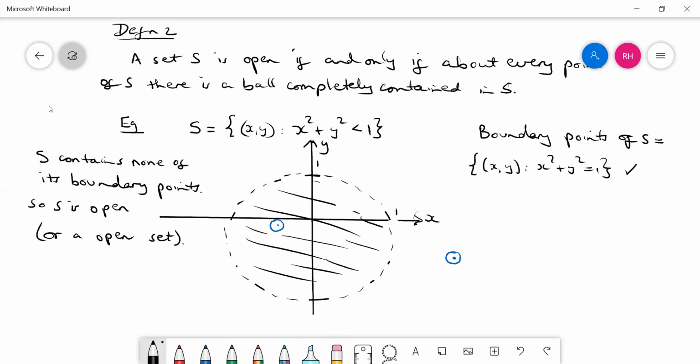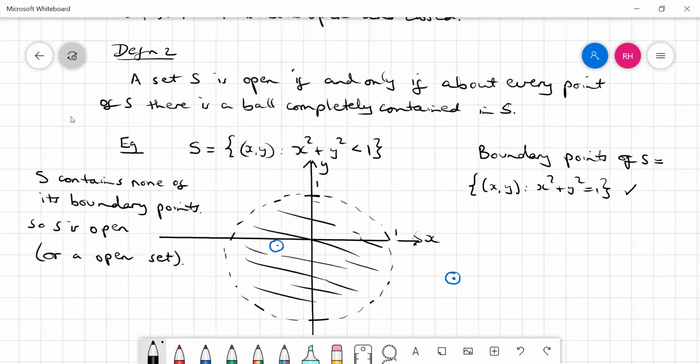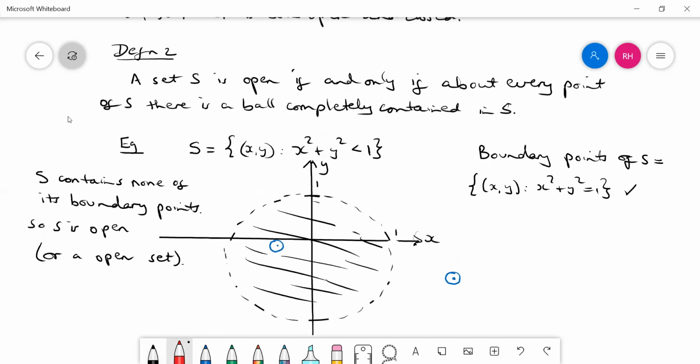And just to finish up, I just thought we would look at definition 2 up here. A set is open if and only if about every point of S, there is a ball completely contained in S. So what this is saying is if we take this point here, this is a point in S, and around it we can construct a ball and the entire ball is in S. So that's one point. Now we have to be able to do that for every point in S, but I think you can see that that's the case.